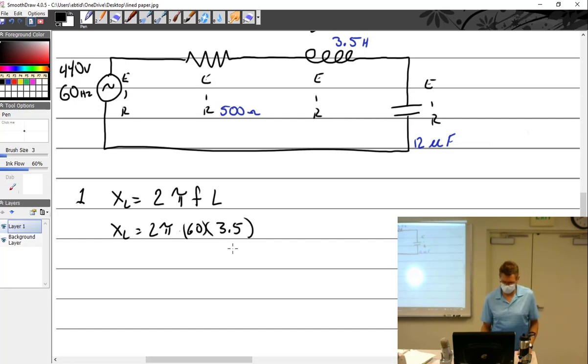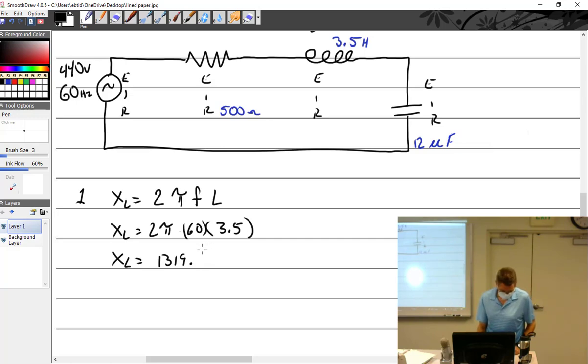What do you got? So X of L equals, I heard 13.5. Okay, be careful with your rounding. 5 is absolutely correct. We can go 5. We can go a little bit more if you want.